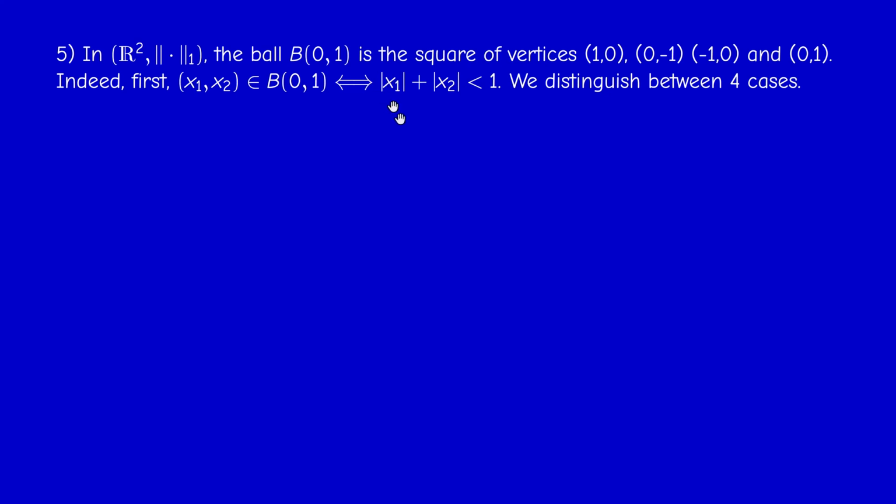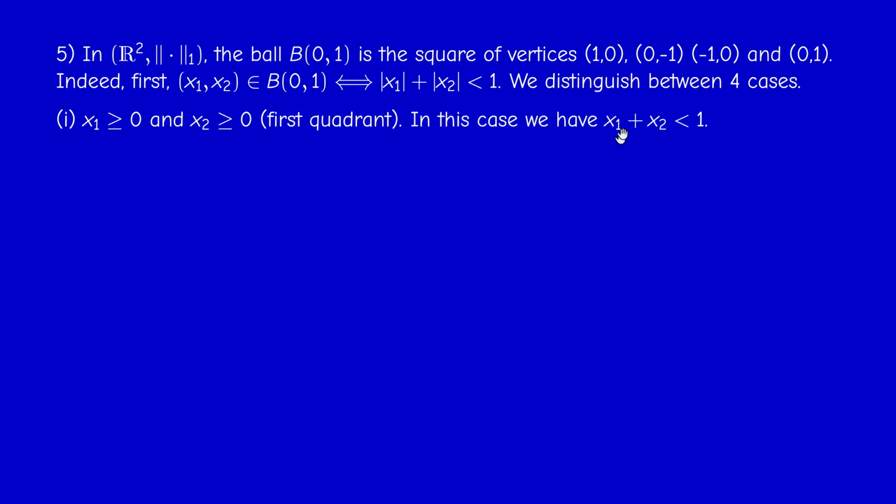So we split R2 into 4 regions, into quadrants: first quadrant, second quadrant, third quadrant, and fourth quadrant. In the first quadrant, both components are non-negative, and in this case I can remove the absolute value. So we have x1 plus x2 is less than 1. Otherwise stated, x2 is less than 1 minus x1.